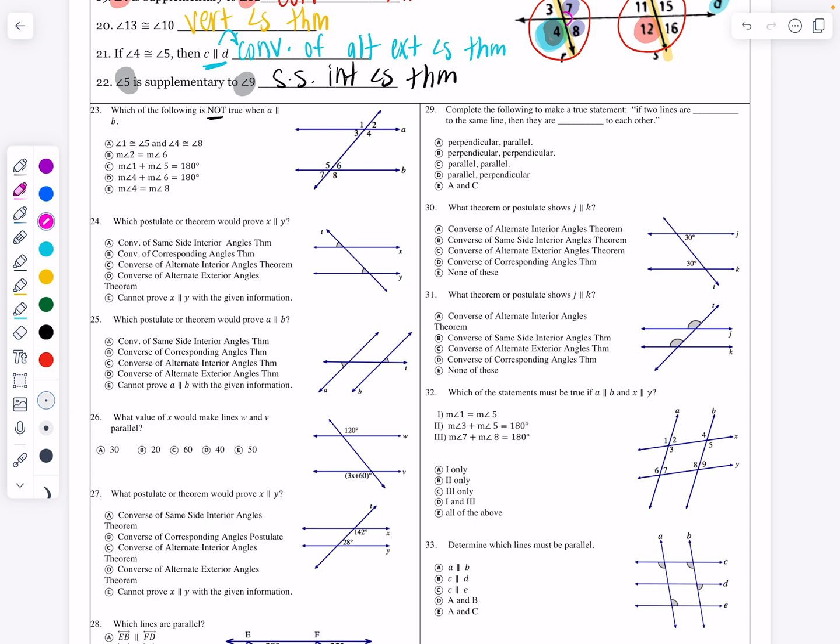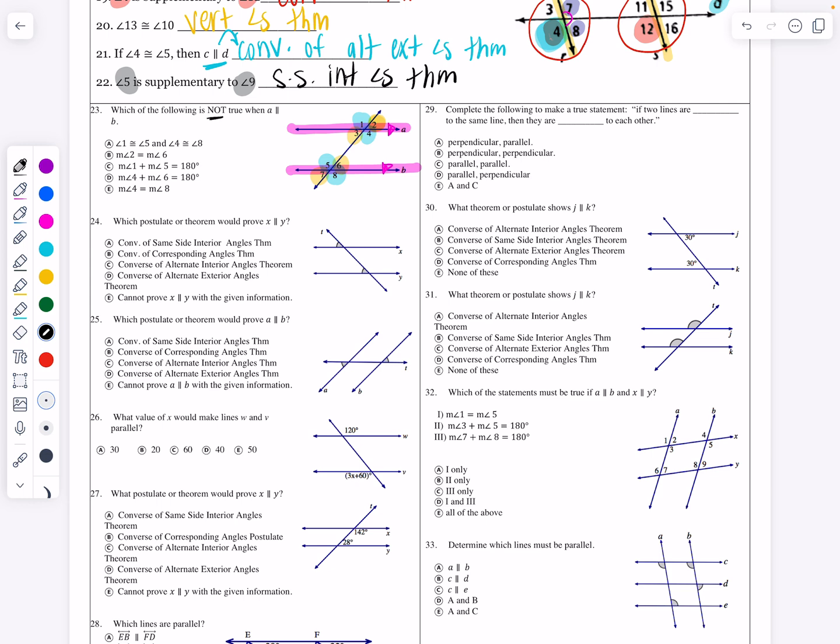So if A is parallel to B, the first thing I'm going to do is add some little parallel markings. If these lines are parallel, we're looking for what is not true. Before I even do that, because I know that these are parallel, I'm going to pinball this. So all of these yellow acute angles are going to be congruent, and all of these blue obtuse angles are going to be congruent to each other. And so let's see which one is not true. Let's just go one by one.